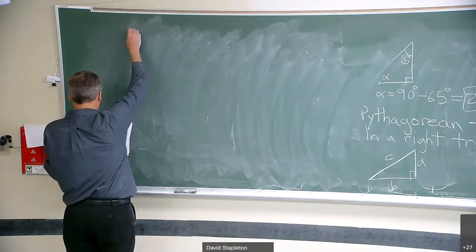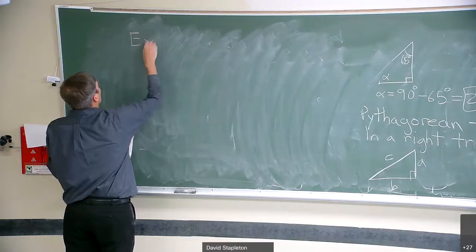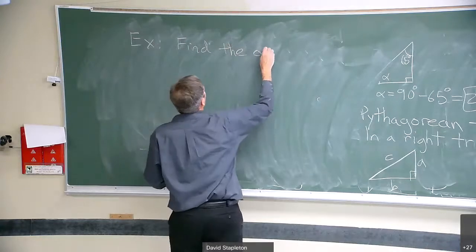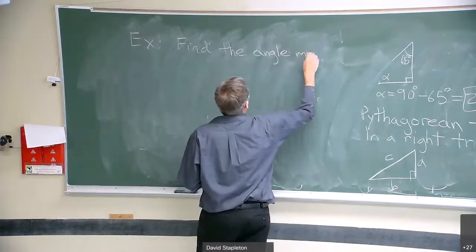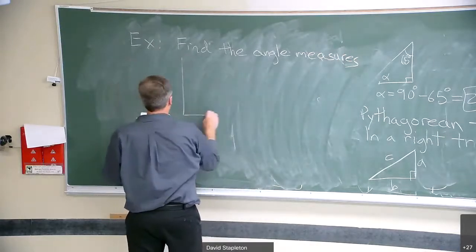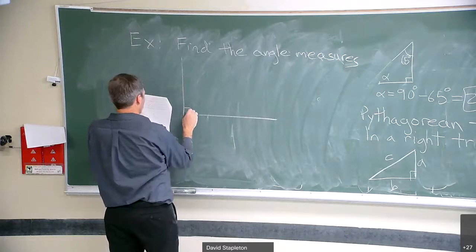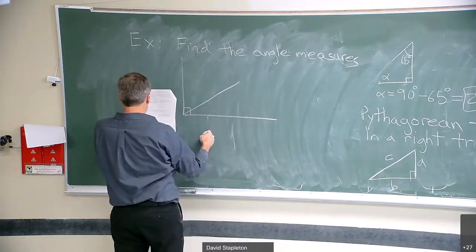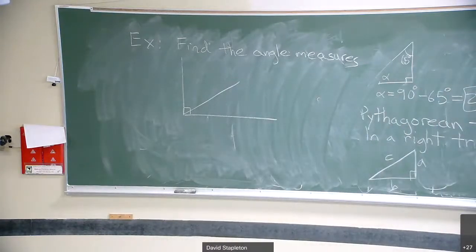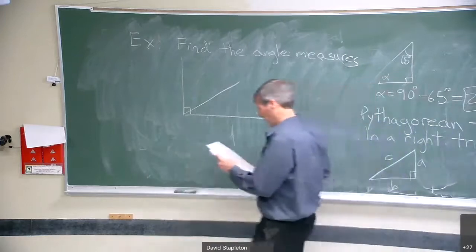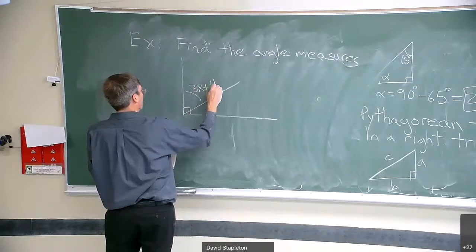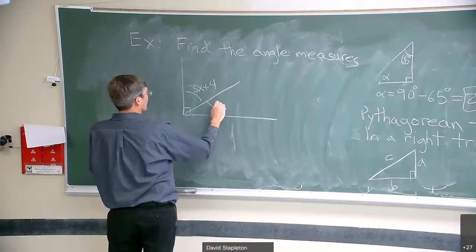And here's the kind of thing we can do too. Find the angle measures shown in this diagram. Now I have a right angle here. It's marked with this sign. And suppose I have here, let me make sure I'm reading this right, 3x plus 4, we don't know what x is. Another angle measure here, x plus 4.